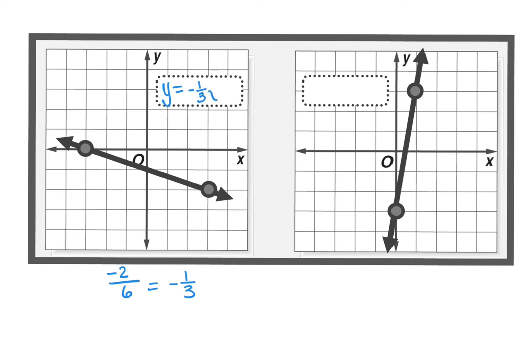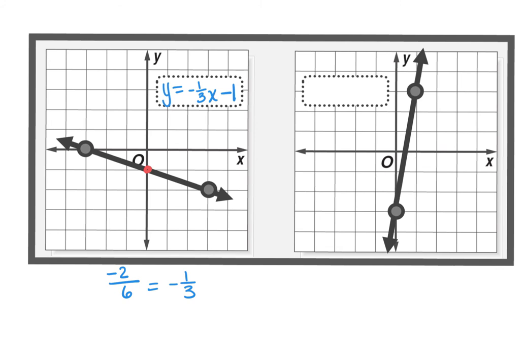So I know my slope is negative 1/3. That's my mx. And then my b. My b is where it crosses the y-axis. Well, it crosses the y-axis right here. What number is that? Negative 1. So I'm going to finish this equation with a -1. That's my slope-intercept form of that particular line. Y equals negative 1/3 x minus 1.